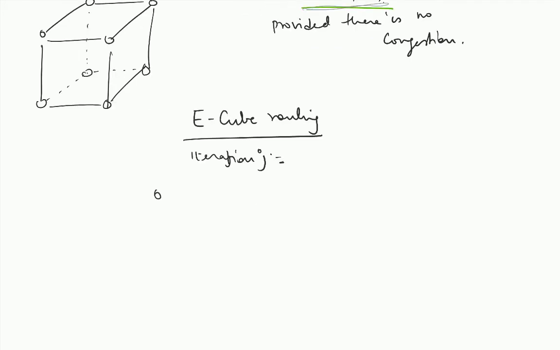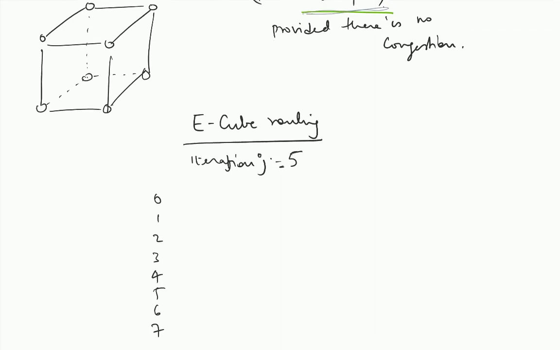So 0, 1, 2, 3, 4, 5, 6, 7. These are the nodes which want to communicate, right? And let's say that j is 5. I'll just take some number. I'm not taking the extreme values because those are simpler. So let me just assume j is 5, so we are in the 5th iteration. So we won't go through all the iterations. One iteration is enough. So in the 5th iteration, what will happen? 0 will communicate with 5, 5 will communicate with 0.